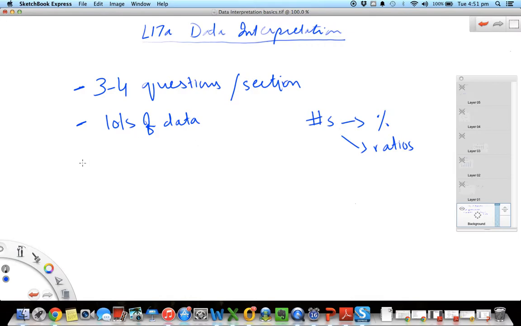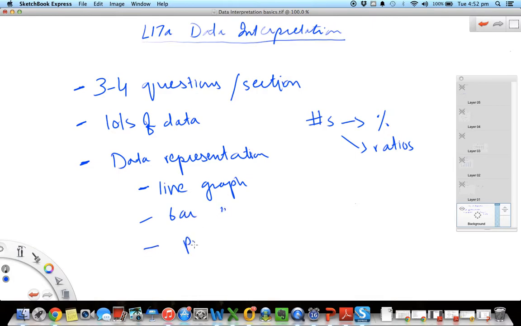There are 3 specialized ways that GRE would usually represent data with. So data representation. These 3 ways of data representation are a line graph, a bar graph, or pie charts. So we'll look at each of these 3 separately. Okay, so let's start first with the line graph.